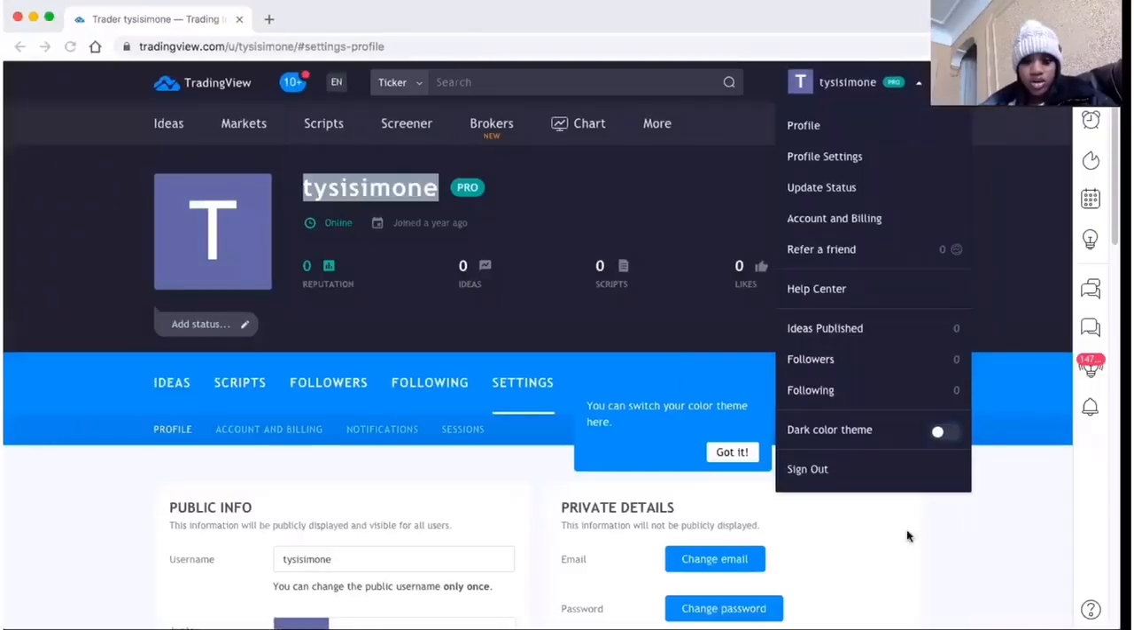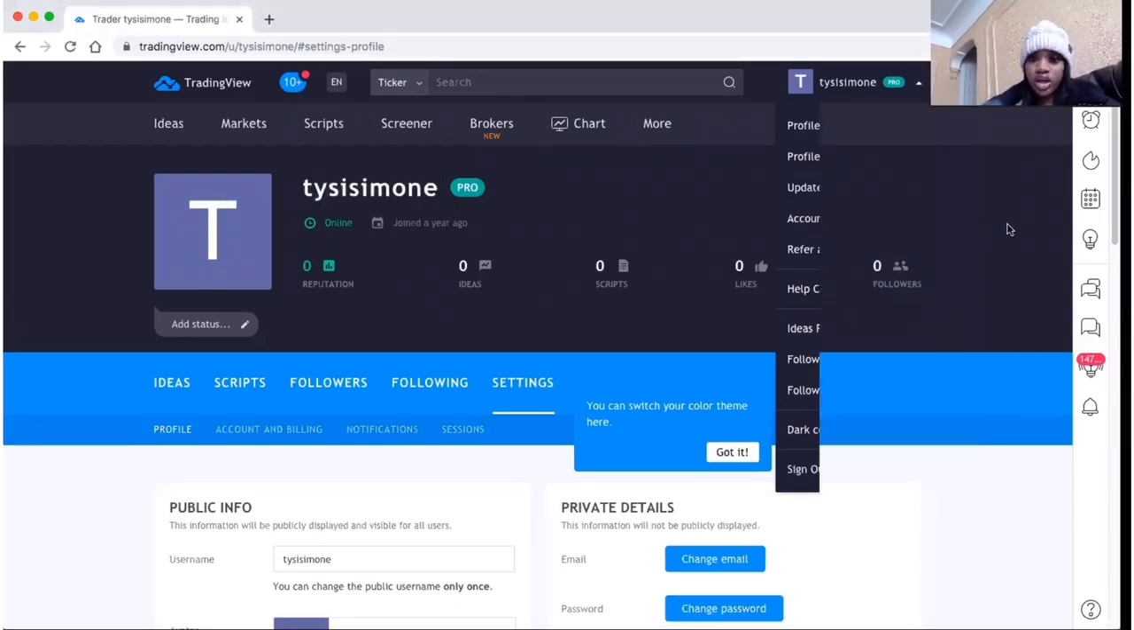Okay, so like I said, today we're gonna be going over the functions of TradingView and how you can actually get the most out of TradingView, design it however you want, etc., etc. So this is what it looks like after you basically log in.